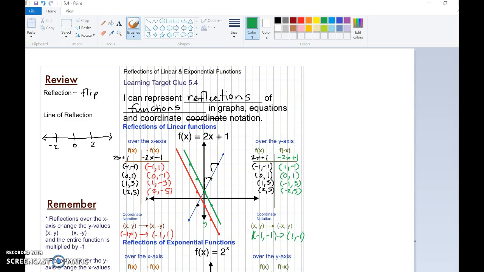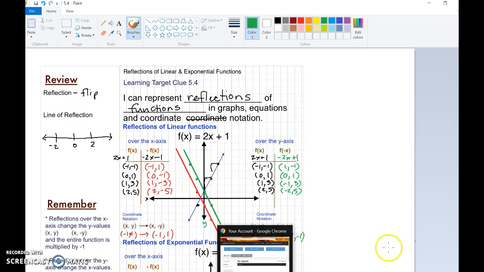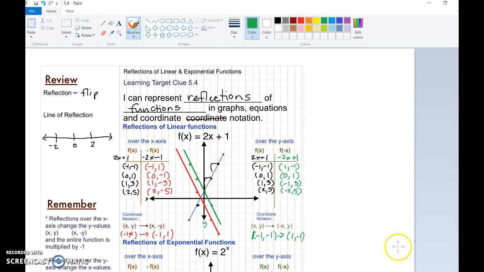But the y-intercept didn't change. The y-intercept stayed the same. It stayed a positive 1, just like it was here. All right?